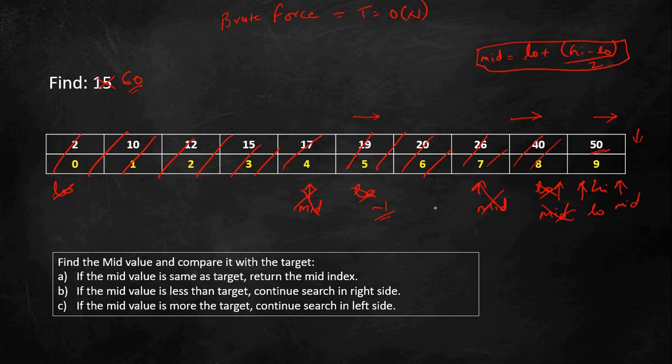So our condition should be, because when low crosses high, at that time low comes here, low should always be less than or equal to high. As soon as it crosses high, that means we are not able to find the number. Okay, so let us see the pseudocode for this.